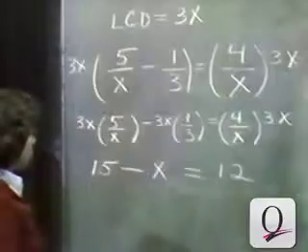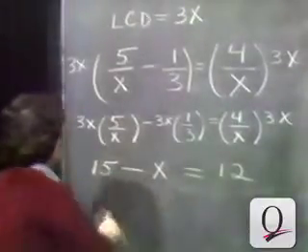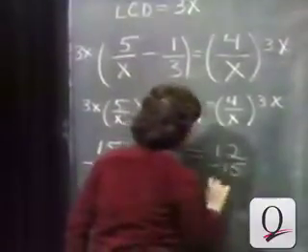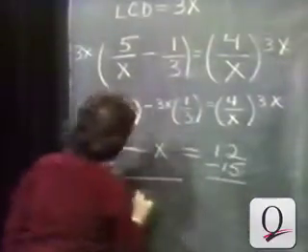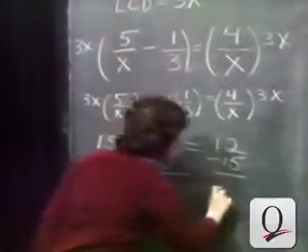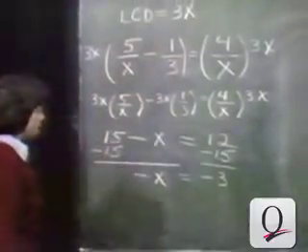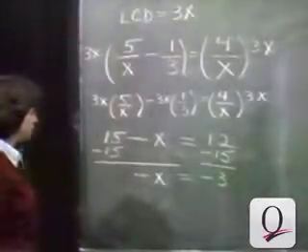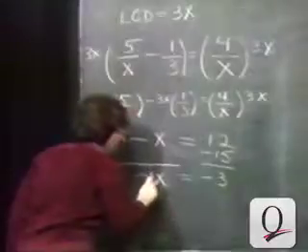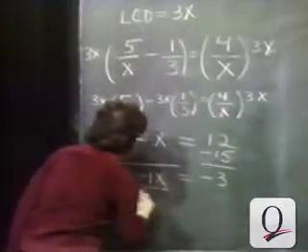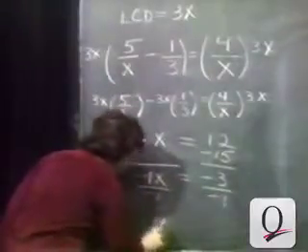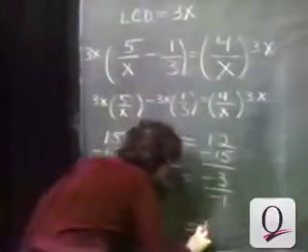To solve this equation, we would like to isolate x, so we'll subtract 15 from both sides, giving us minus x equals minus 3. And then we divide both sides of this equation by minus 1 to get x alone. Remember, you could think of this as, say, minus 1x. Dividing both sides by minus 1, we get the final answer, plus x, or x equals plus 3.